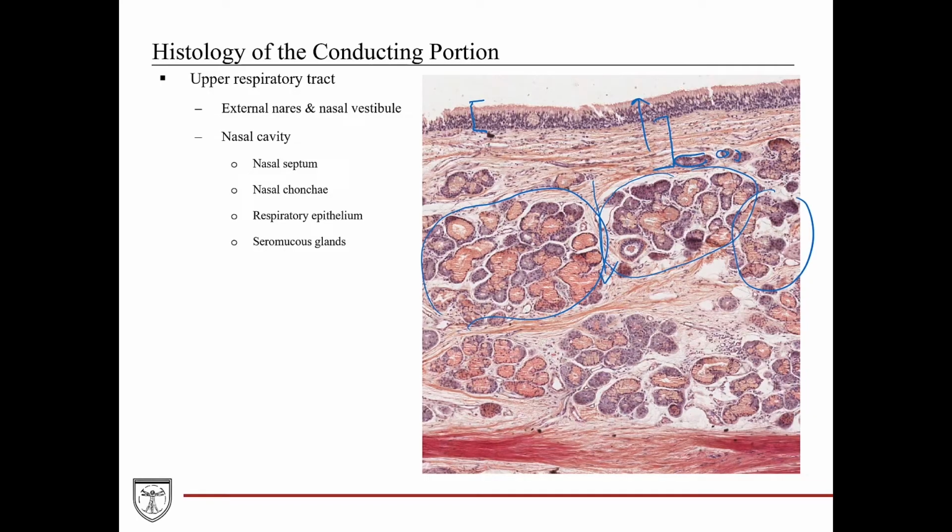Furthermore, there's a lot of vasculature in the lamina propria as well as in the submucosa that gets dilated so that the incoming air has the opportunity to be warmed or cooled by the constant temperature of the blood that's in the lamina propria.